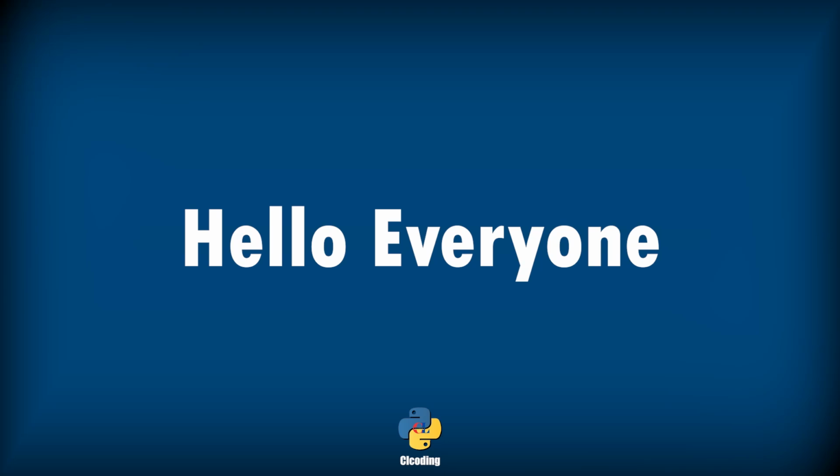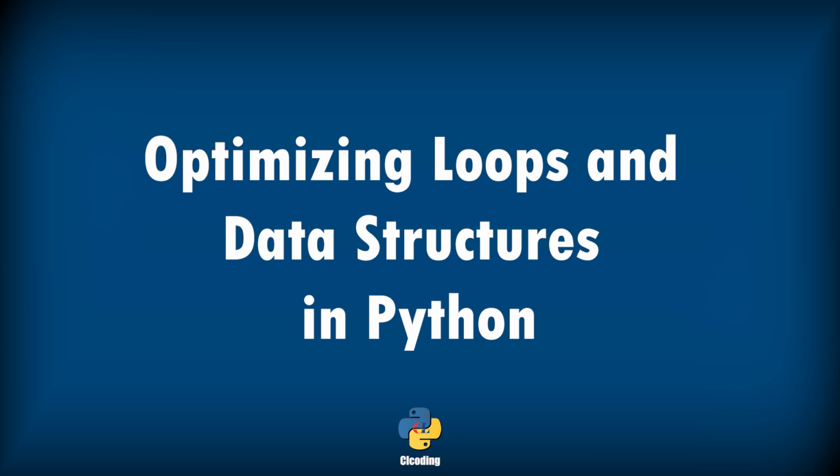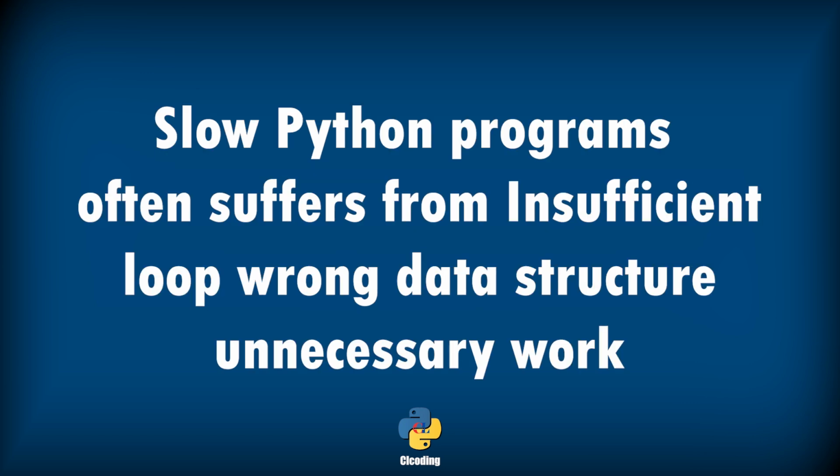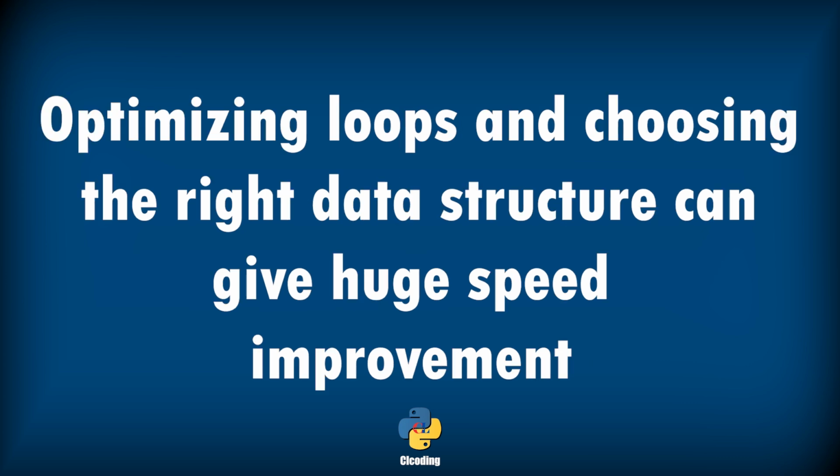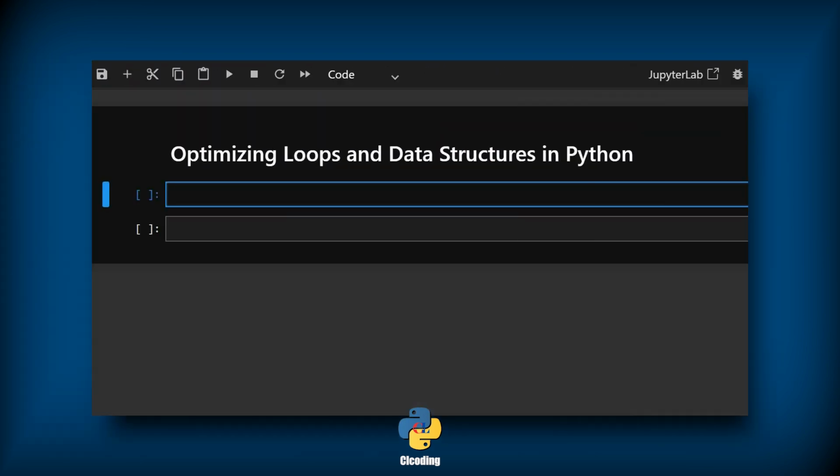So today's video is about optimizing loops and data structures in Python. Slow Python programs often suffer from inefficient loops, wrong data structures, and unnecessary work. Optimizing loops and choosing the right data structure can give huge speed improvements. So let's start.